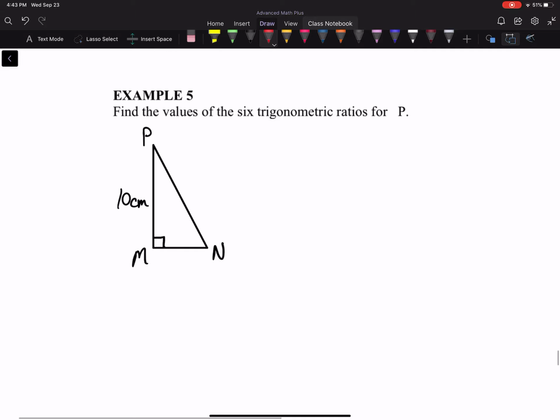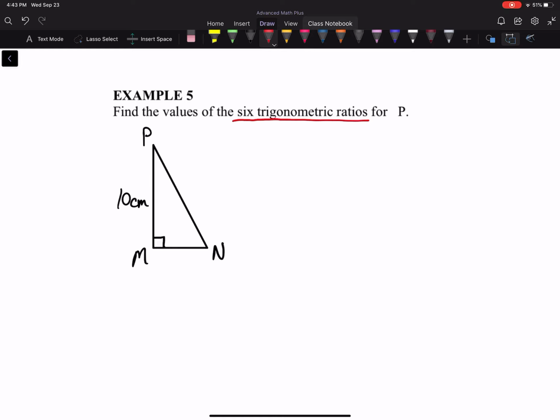Example 5, now we're finding all 6 trig ratios. So now we're finding sine, cosine, tangent, cosecant, secant, and cotangent. We're basically putting everything we've done so far together and doing it all at once. Really, all I'm going to do is find the first 3, and then I'm going to flip them.